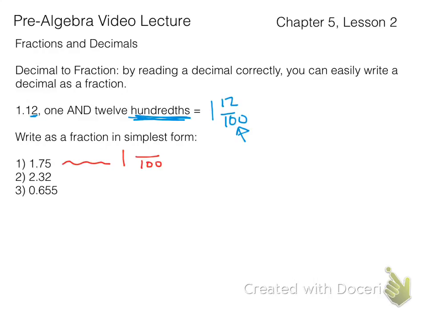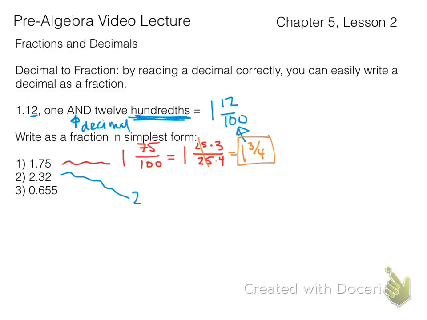All right? So let's go ahead and look at this one. We've got 1 and 75 hundredths. Just remember that the "and" means the decimal. Okay, the "and" means decimal. So the 5 is in the hundredths place, and 5 is the last digit, that means the denominator is 100. So it's going to be 1 and 75 over 100, but we need to simplify. 25 times 3 is 75, 25 times 4 is 100, cancel out the 25s, and we have 1 and 3/4.